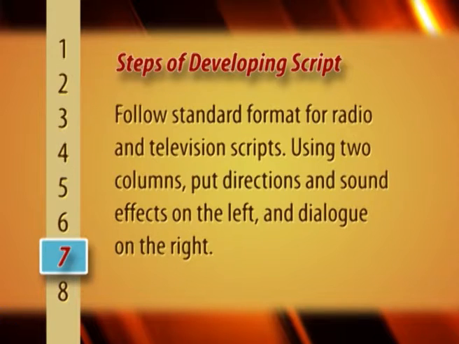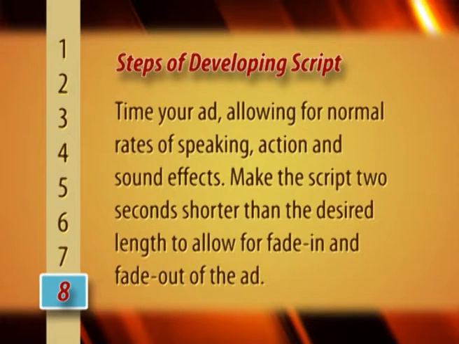Step 7. Follow standard format for radio and television scripts. Using 2 columns, put directions and sound effects on the left and dialogue on the right. Time your ad allowing for normal rates of speaking, action and sound effects. Make the script 2 seconds shorter than the desired length to allow for fade in and fade out of the advertisement.